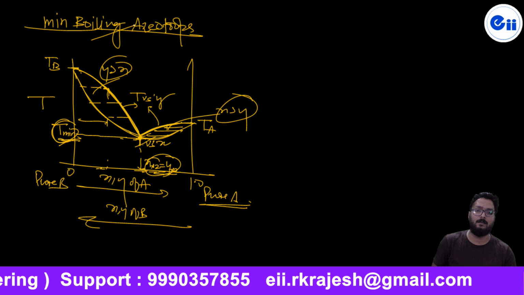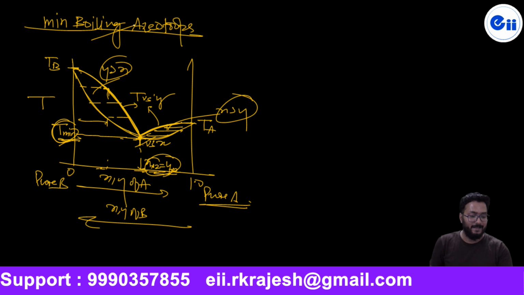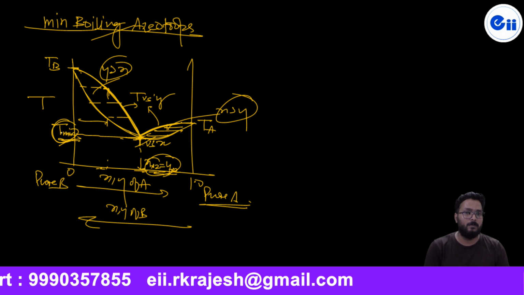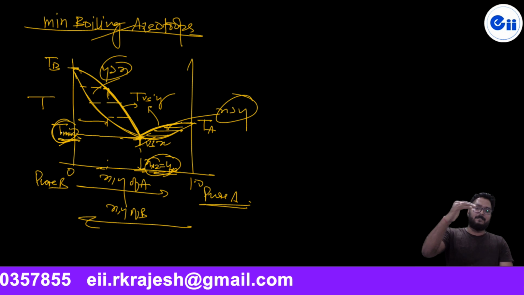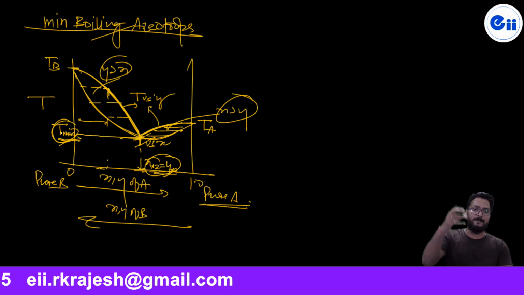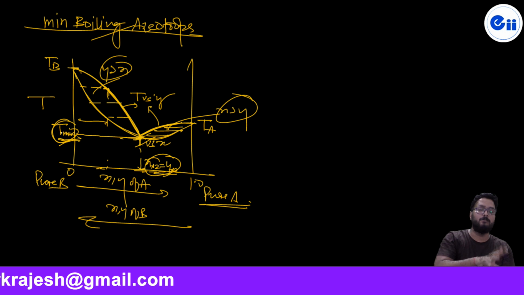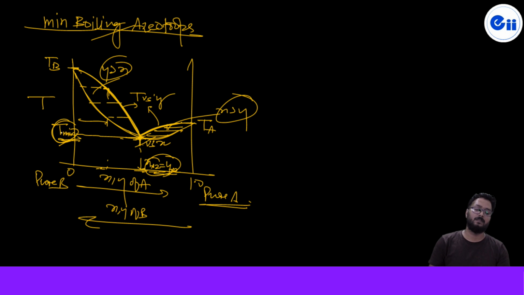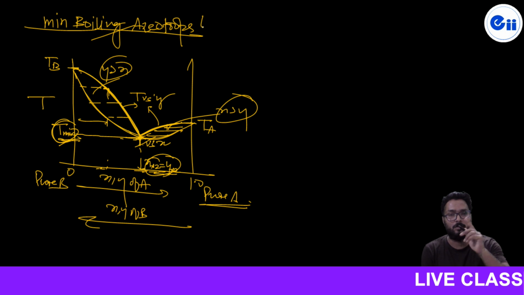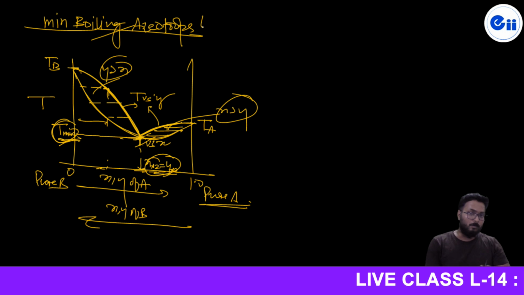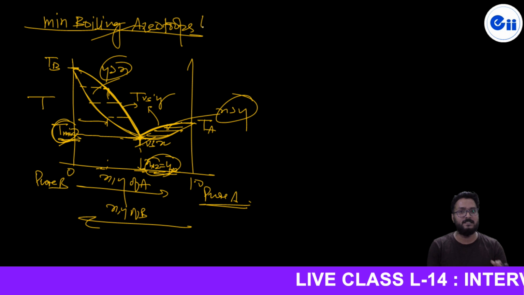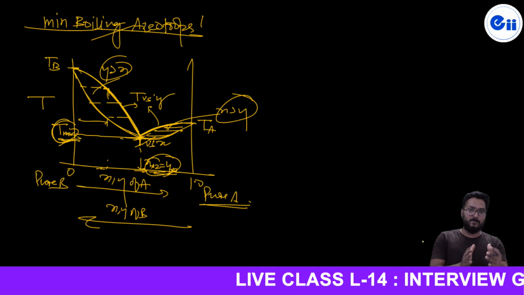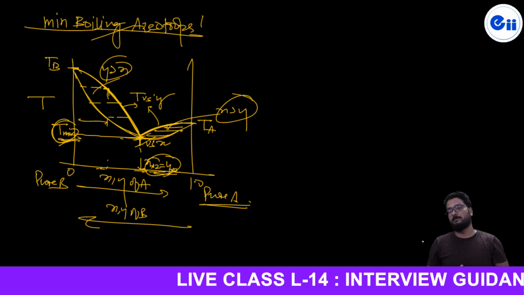Just try to understand the concept of why it is going to form: at this composition the total vapor pressure is found to be maximum, and that's why at this composition the boiling point is found to be minimum, and it is lower than either of the boiling points. And that is called a homogeneous azeotrope. Two types of azeotrope are there, homogeneous and heterogeneous. This is part of the homogeneous azeotrope. In the homogeneous, there is only one liquid phase and one vapor phase.